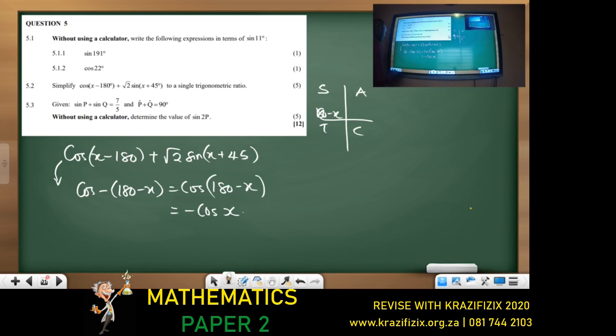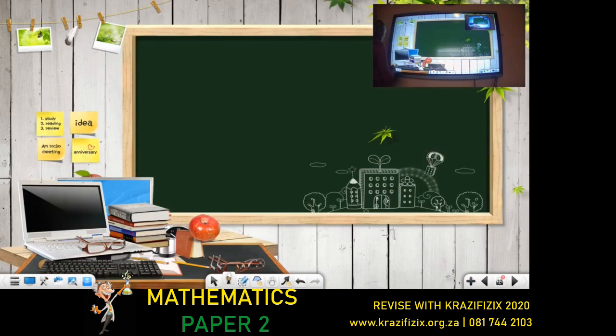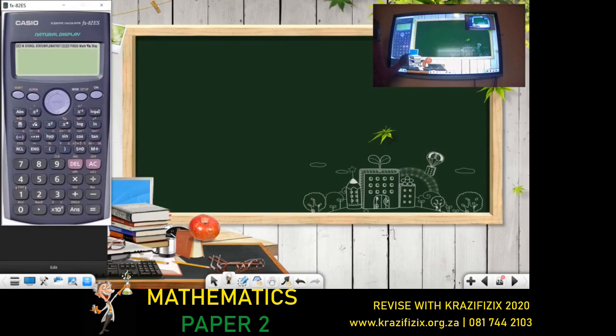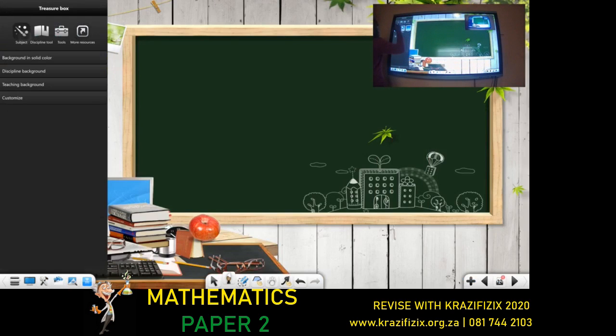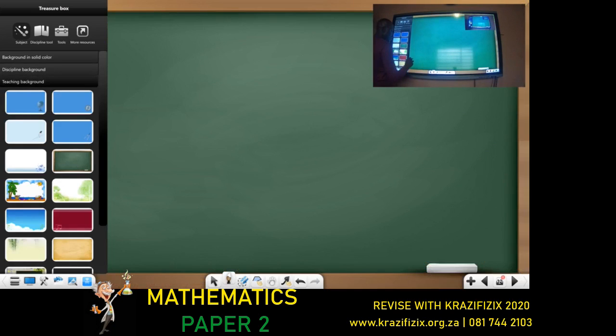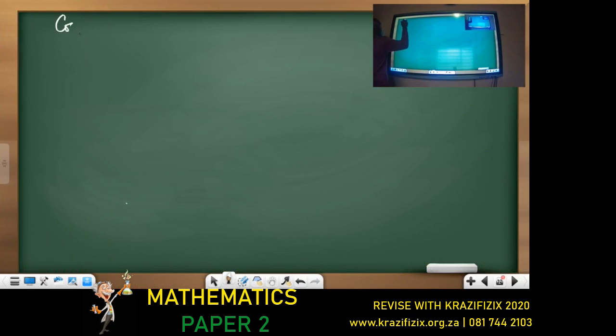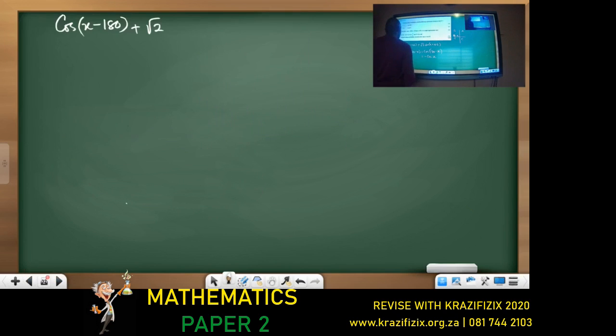Alright, so now let's break all of this down. What we have is cos x minus 180, you remember that, right? Plus square root of 2, sine x plus 45. Already we dealt with this and said this is equal to negative cos x. I'll show you another way. It'll take a few more seconds, but you'll be so sure.